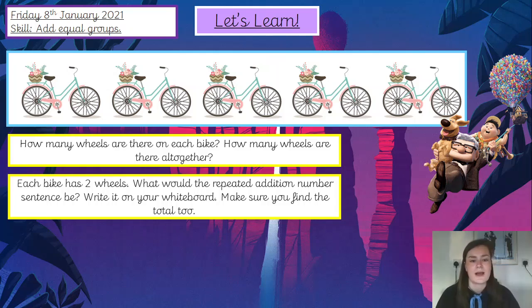Can you have a go at writing down the repeated addition number sentence, either on your whiteboard if you're at school or if you have one at home, or into your catch-up books? Make sure you find the total as well. Make sure you complete your number sentence by writing the equal sign and the total. Okay, pause the video, off you go.